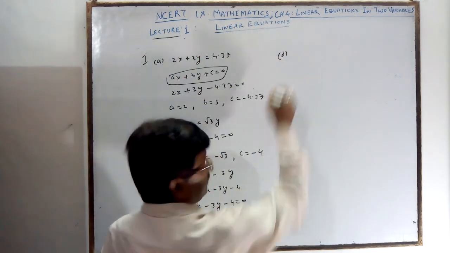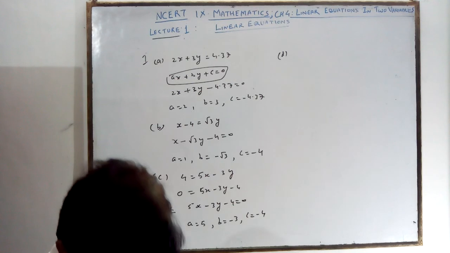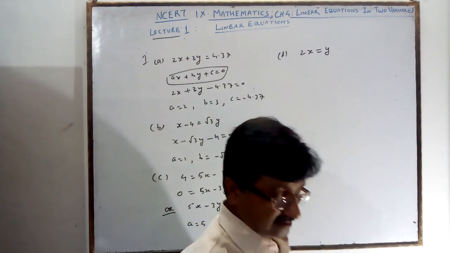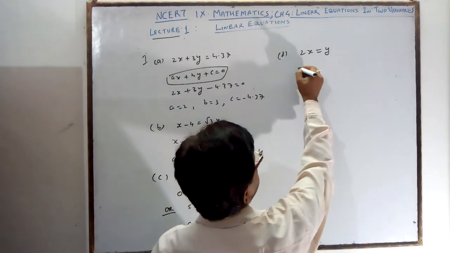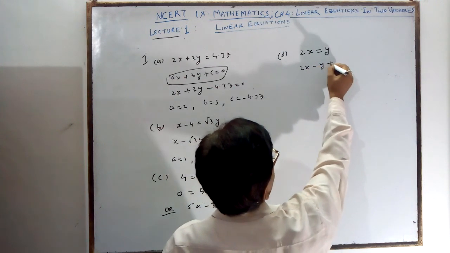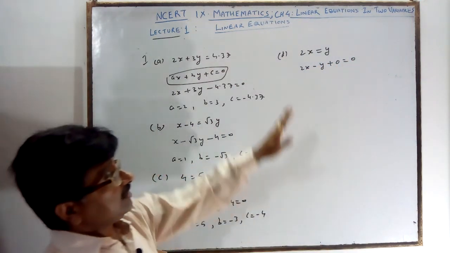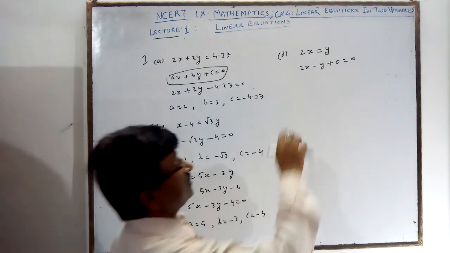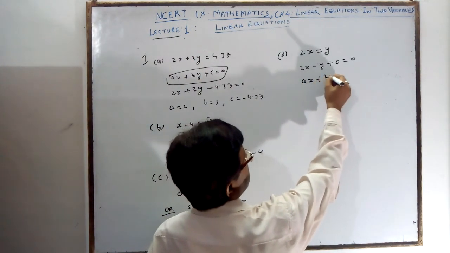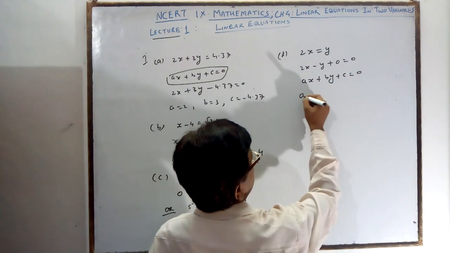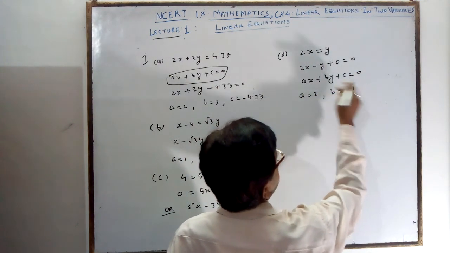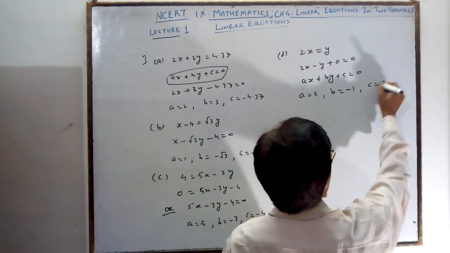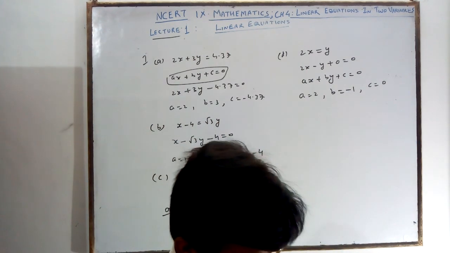The d part is given in the same example. The fourth part: 2x is equal to y. What do you write for 2x is equal to y? You write 2x minus y plus 0 is equal to 0. Why? You want to transpose all the terms to the left side. Which term is not present? You write 0. So compare with ax plus by plus c is equal to 0. What is a? 2. What is b? Nothing is given, so it is minus 1, and c is equal to 0. It is your part given.